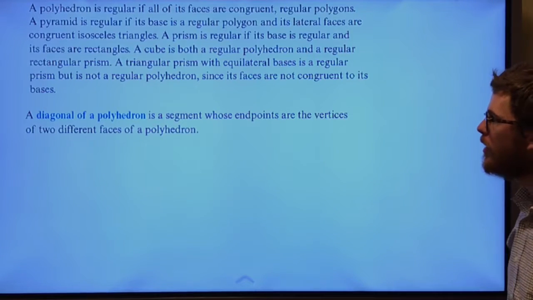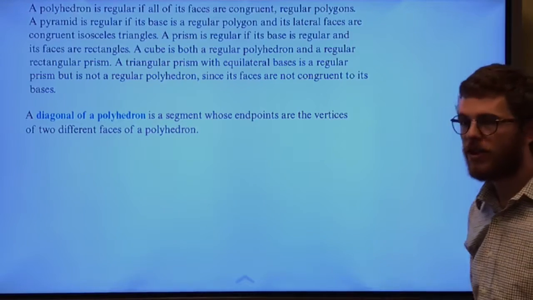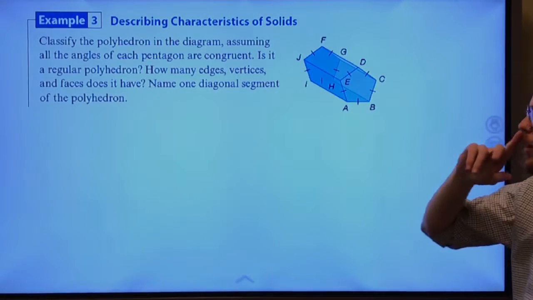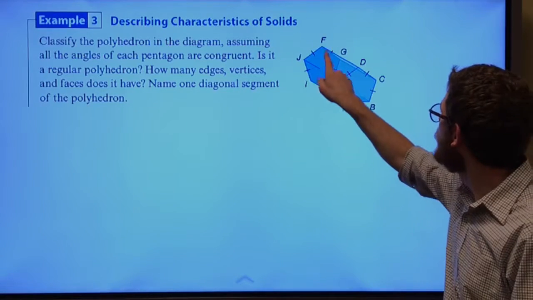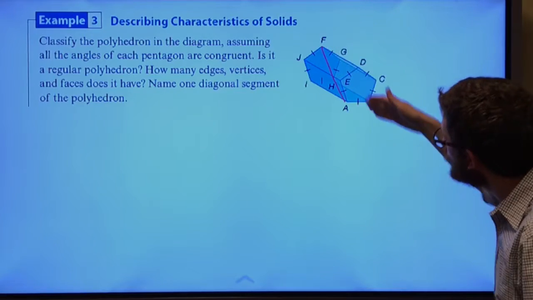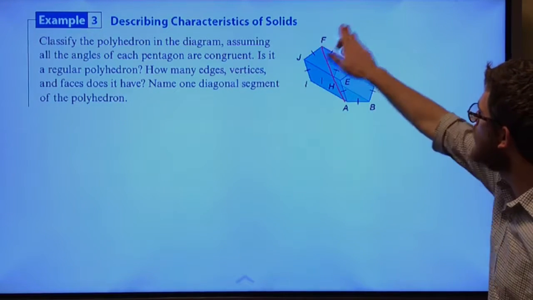The diagonal of a polyhedron is a segment whose endpoints are the vertices of two different faces of a polyhedron. Like in this, if we were to try to draw a diagonal, it could go from F to A. It would be cutting through the polyhedron, and that would be a diagonal.